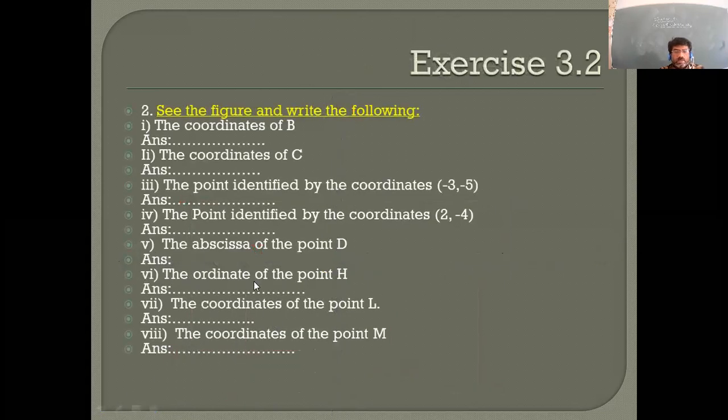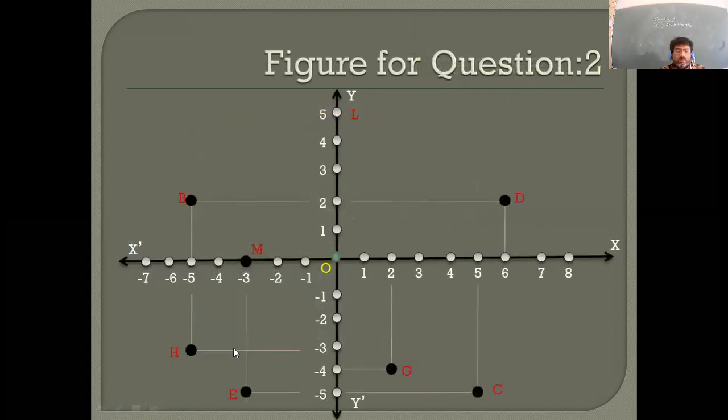Then ordinate of the point H. Listen here, it is not coordinate, it is ordinate, O-R-D-I-N-A-T-E. Ordinate of the point H, only y coordinate. Ordinate means only y coordinate. H, y coordinate. On the y-axis, what is it? Minus 3. So answer is ordinate of point H is minus 3.